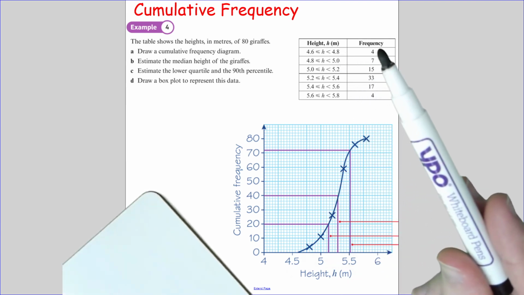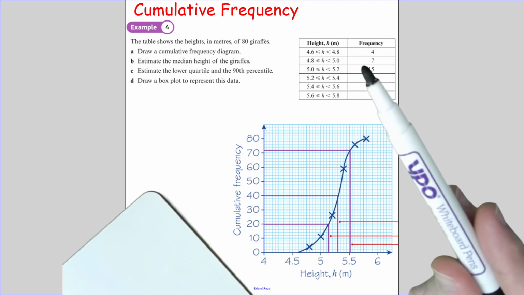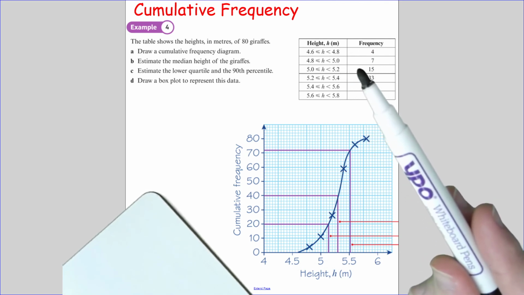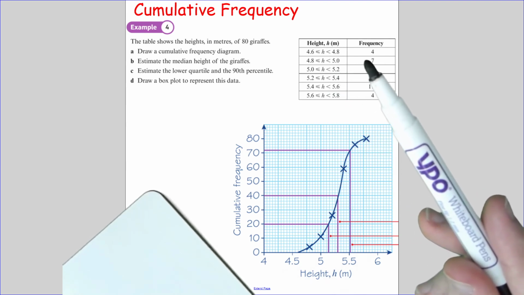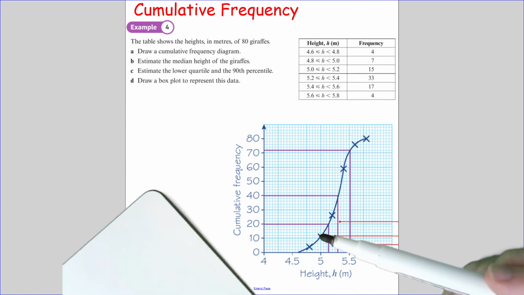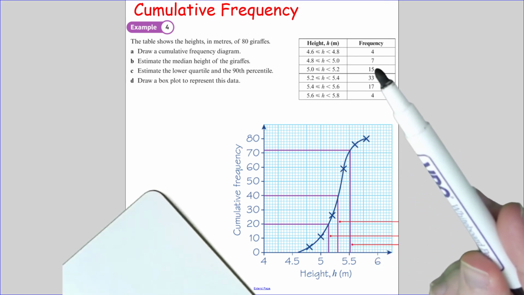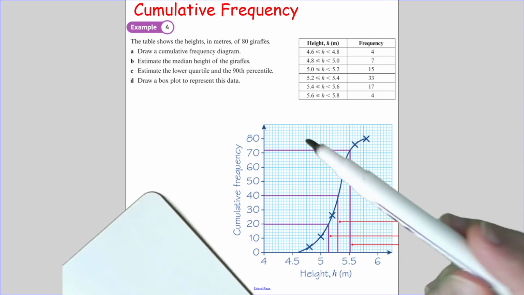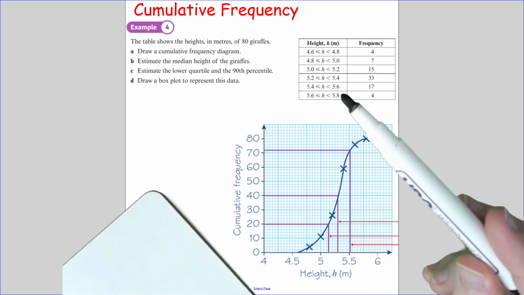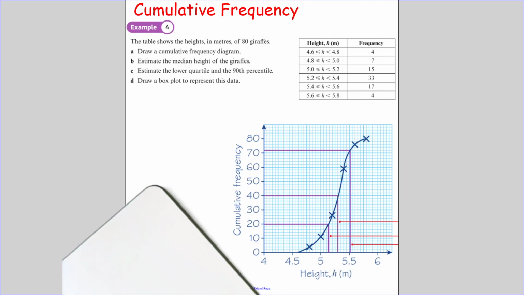So at 4.8 we plot 4, at 5.0 we plot, this is frequency, not cumulative frequency, so actually at 5.0 we're plotting 11, because it's the 4 and the 7. Then we plot 26 for the next one, and all the way up until we get to our 80 giraffes at our top interval at 5.8. So plotting this is really important.